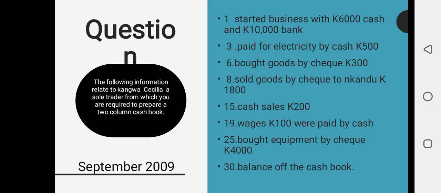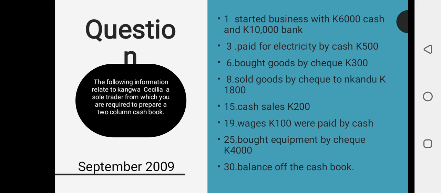So you debit the 6,000 in the cash account and debit the 10,000 in the bank account because the business is receiving. That is money for the business. That is how you identify them. You begin to write. You can write DR, CR. DR is for debit. CR is for credit.